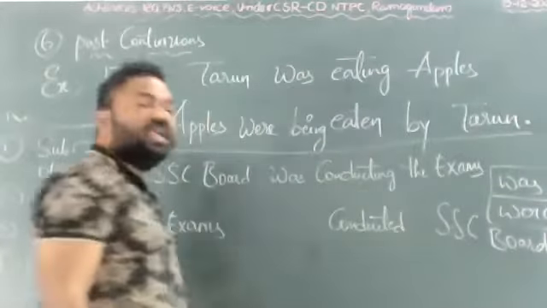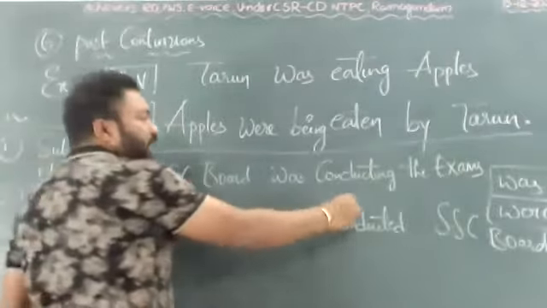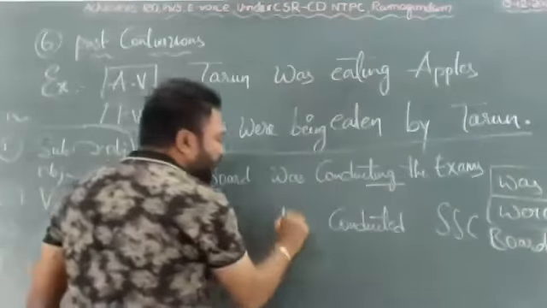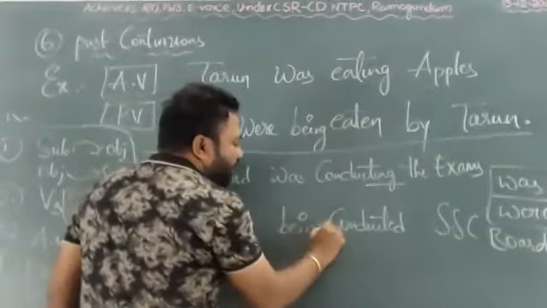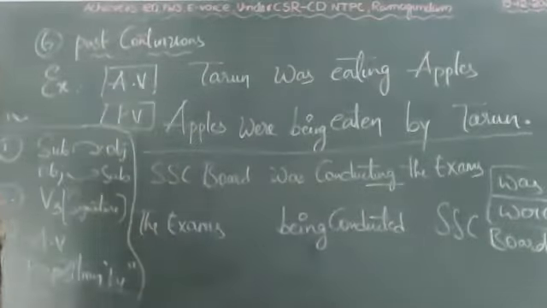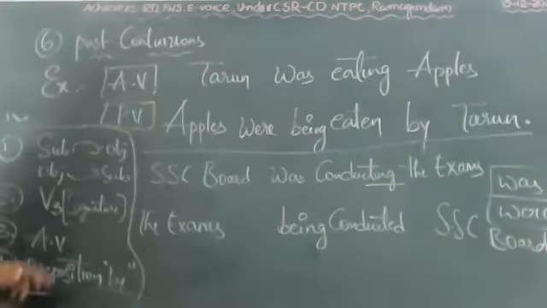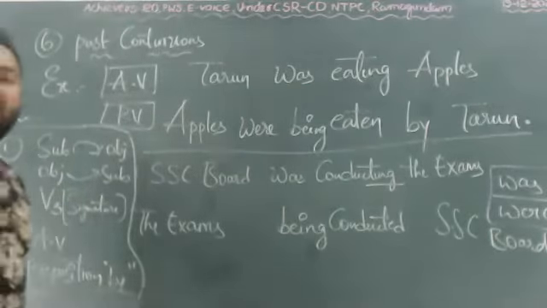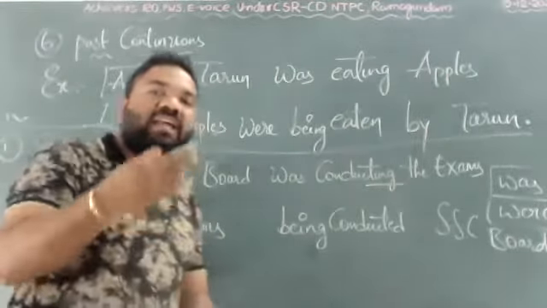Conducted. Conducted. And you know it is ing there. So for ing forms, what we have to take? Being. So we have finished the second rule. Next, what is the third rule? AV. AV is what you know? Auxiliary verb, students. Auxiliary verbs.